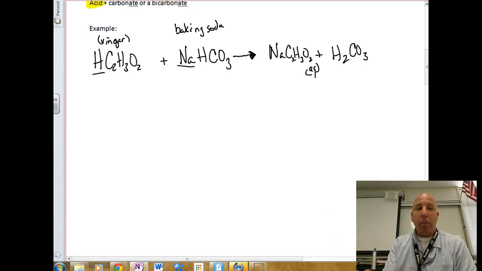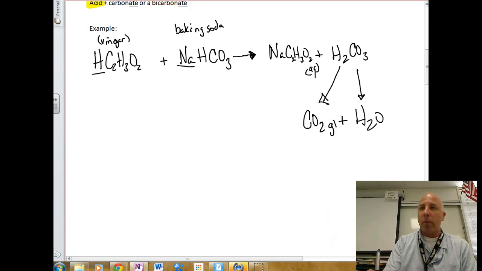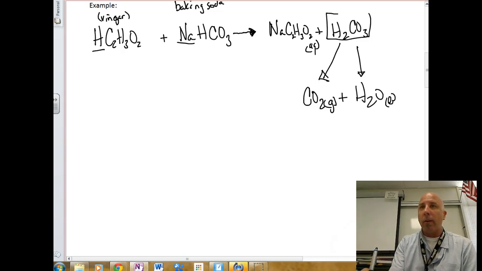So the bubbles that you saw, if you've ever tried this at home, vinegar plus baking soda, you saw bubbles. They were actually carbon dioxide bubbles. So what happens is this reaction immediately decomposes into carbon dioxide and into water. Carbon dioxide is our gas, water is our liquid, and there we go. So what we want to do is, even though we do have a double replacement reaction producing carbonic acid here, it will immediately decompose into CO2 plus H2O.